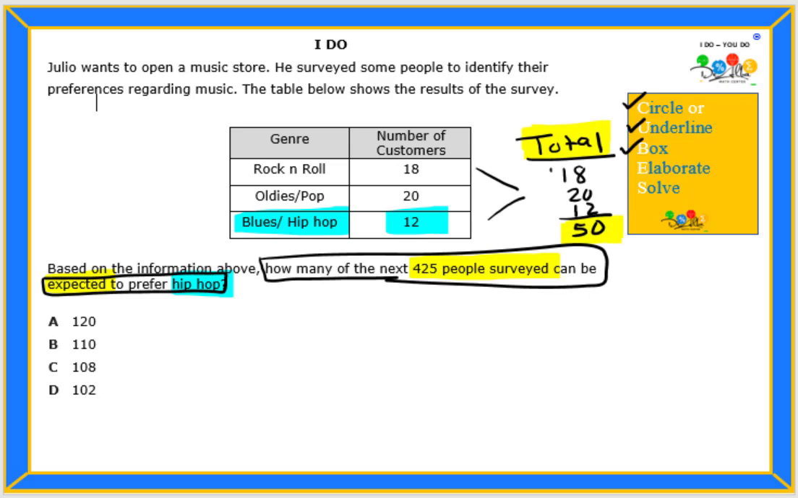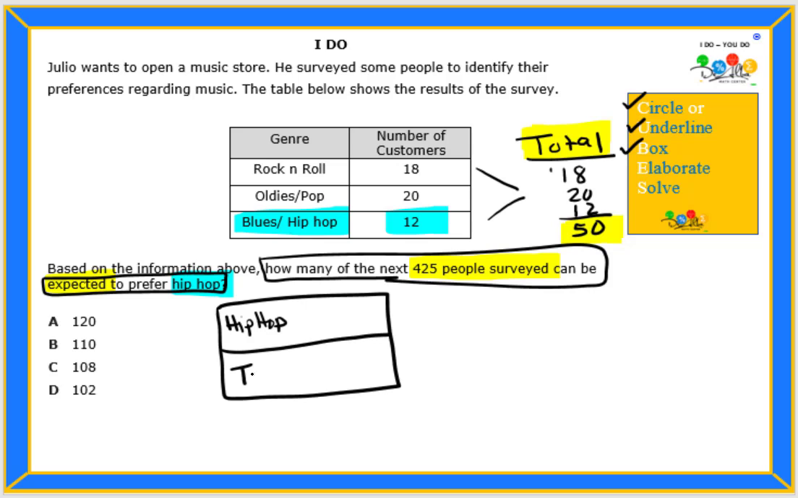Now let's go ahead and make a table with that information. So what we want is hip hop as our favorable outcome out of the total. And we want to color that so that it matches my information and I'm able to put my information in the table easily.